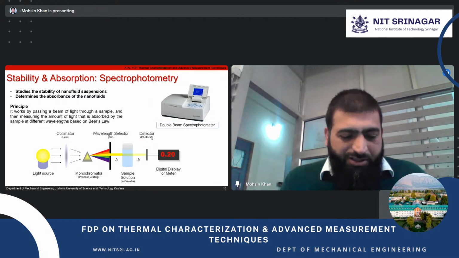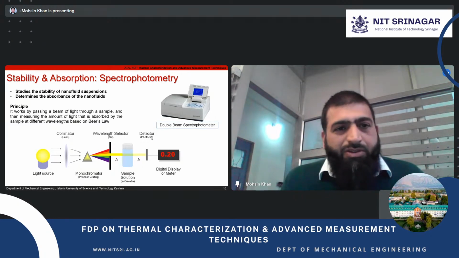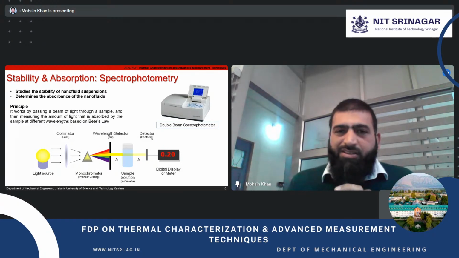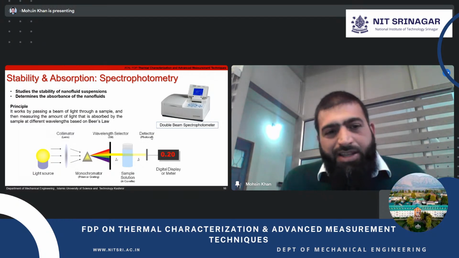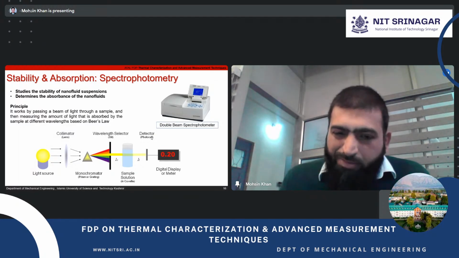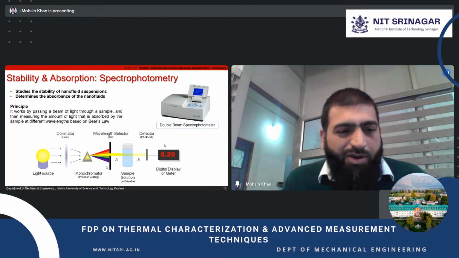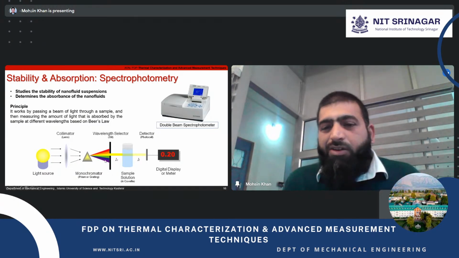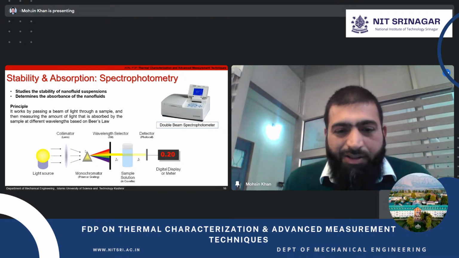Now again, to investigate the stability, we have to do some more analysis. We have something available that is known as spectrophotometry. Spectrophotometry is essentially a technique wherein a beam of light is passed through a sample, and we measure the amount of light that is absorbed by the sample at different wavelengths. It's based on Beer's law. We have a light source, then a monochromator, which allows only light of one single wavelength.